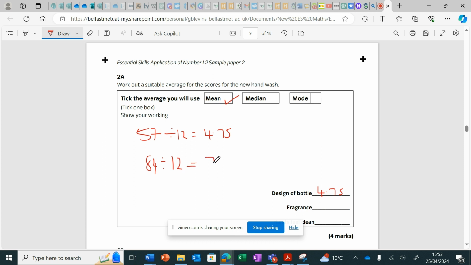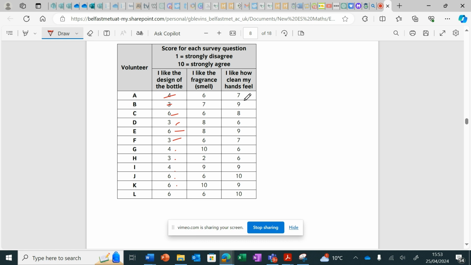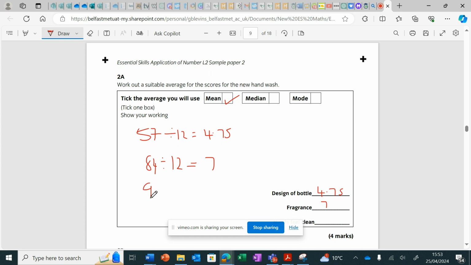will give us 7. And then we have the hands feel clean, 9, 7, 16, 24, 30, 39, 46, 52, 58, 67, 77, 87, 96, and 96 divided by 12. 96 divided by 12 is 8. And the answer is 8 then.